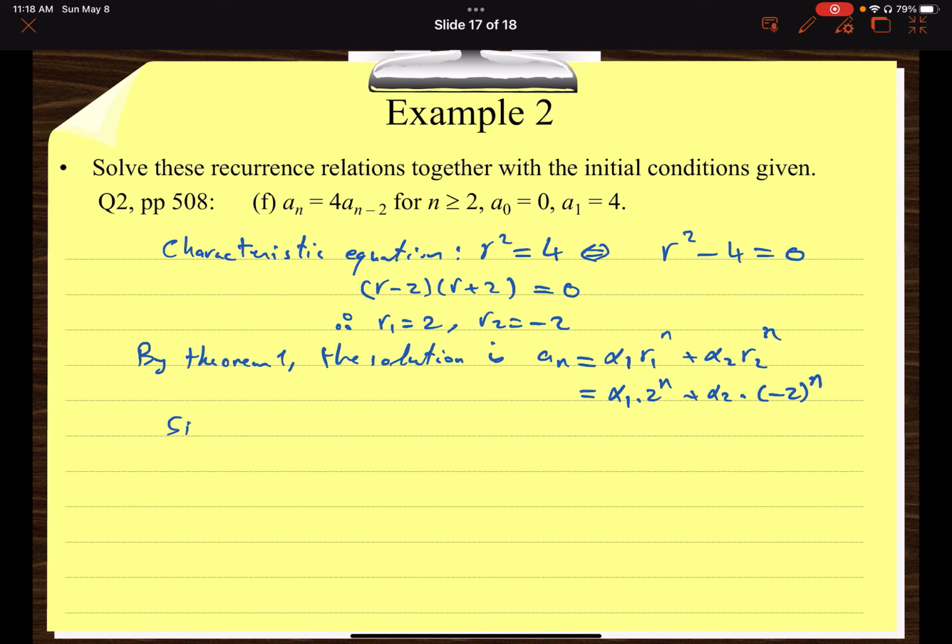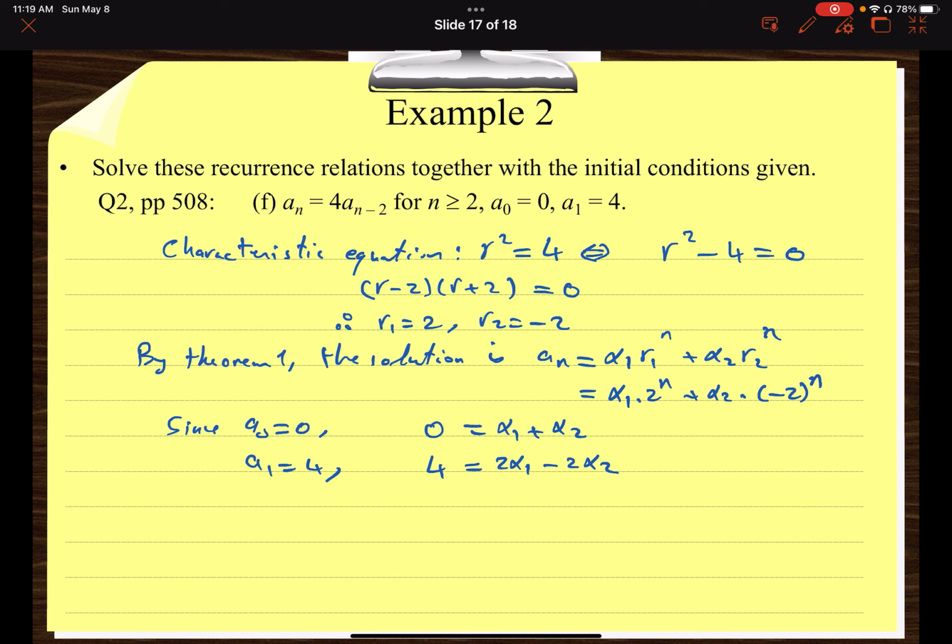So now I can say since a_0 equals 0, we have 0 equals alpha 1 times 2 to the power 0, which is alpha 1, plus alpha 2 times minus 2 to the power 0, which is alpha 2. So this is alpha 1 plus alpha 2. What about a_1? Well, a_1 is equal to 4. So 4 is equal to, if I plug in 1, what do I have here? 2 alpha 1 minus 2 alpha 2.